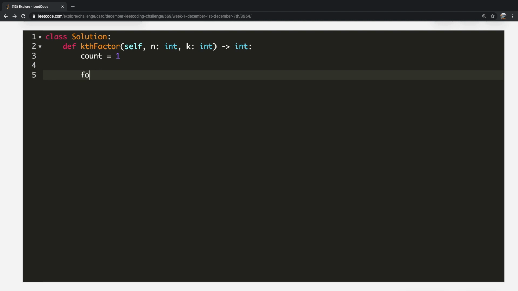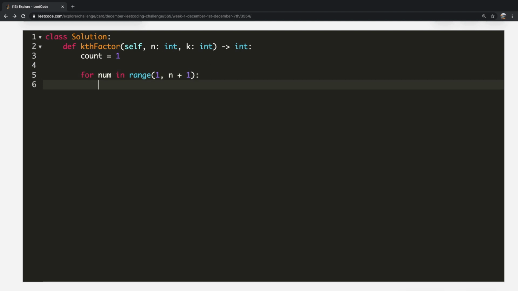Now we're going to go inside of a for loop. Over here we'll do for num in range, starting off at 1, and going all the way up to and including the number n itself. To do that, we're going to do n plus 1. So why exactly are we doing this? Each time we get a number, we're going to check if the number is a proper factor or not.